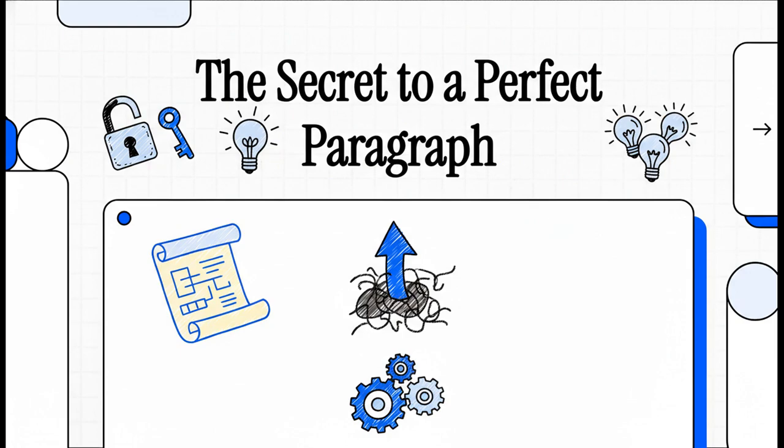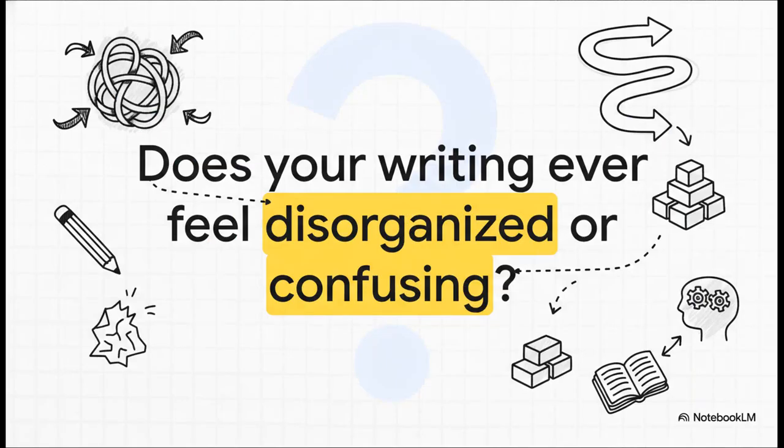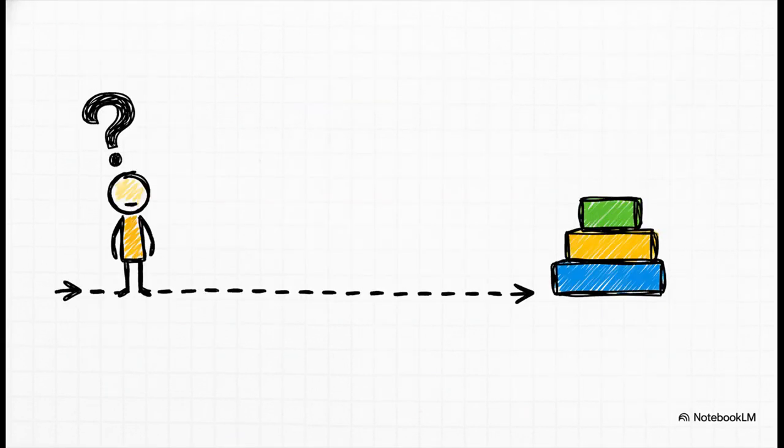Okay, let's do this. So let me ask you this. Do you ever write something, you read it back, and you just think, ugh, this is a mess? It doesn't really flow, right? It's a really common feeling. You've got all these great ideas in your head, but getting them down on paper in a way that actually makes sense, that could be tough. But what if I told you the fix is actually way simpler than you think, and it's something you can start using, like right now? That's what we're going to do. We're going to build an amazing paragraph together, piece by piece.